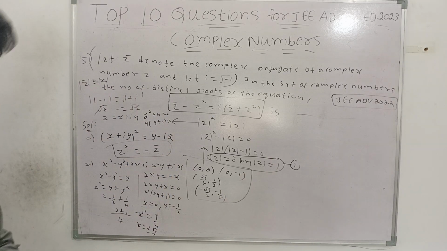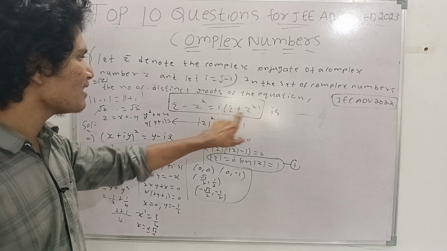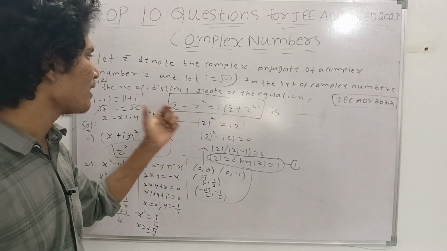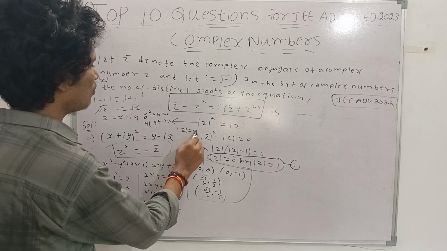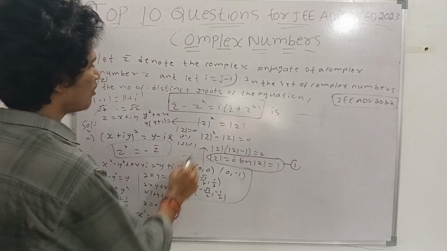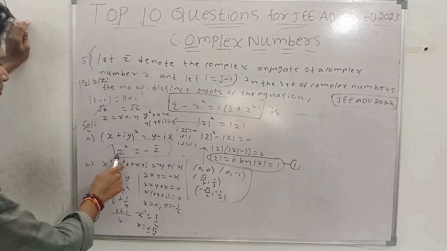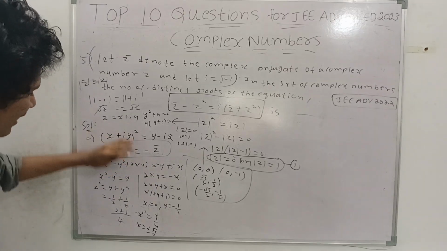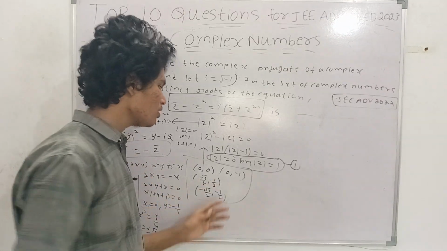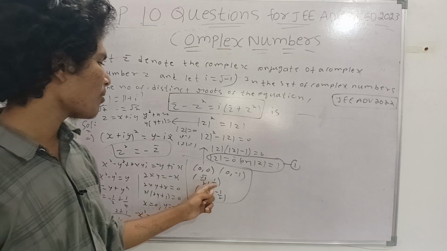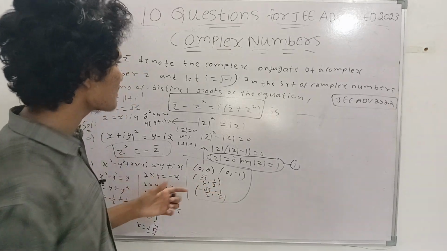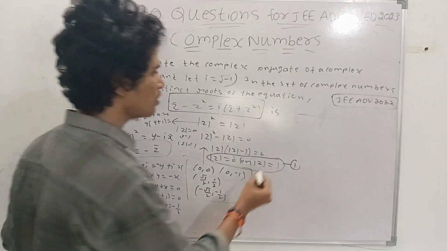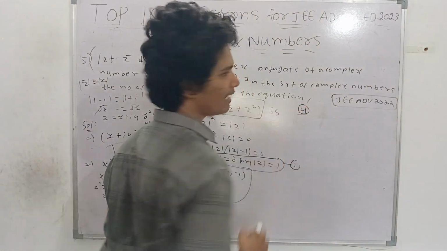What I did first, I multiplied these things and separated out, and I got one relation, that is mod z equal to 0 or mod z equal to 1. After that I equated z square equal to minus z bar, and I got 4 roots: 0 comma 0, 0 comma minus 1, root 3 by 2 comma minus 1 by 2, and minus root 3 by 2 comma minus 1 by 2. So these are the 4 roots. What they ask is 4 distinct roots. What is the answer here? 4. Like this you have to solve.